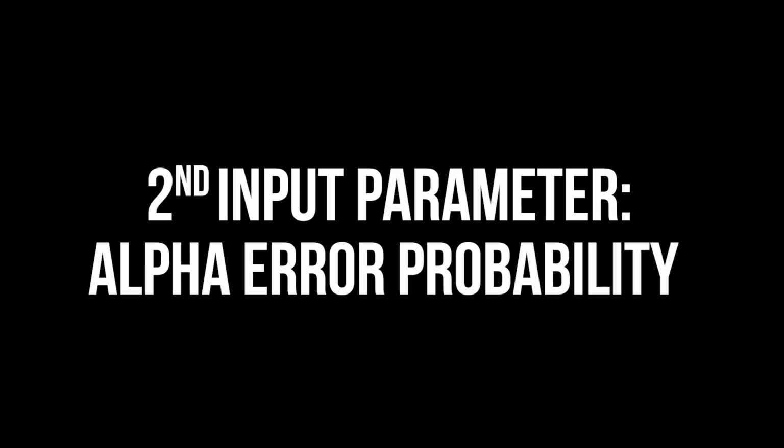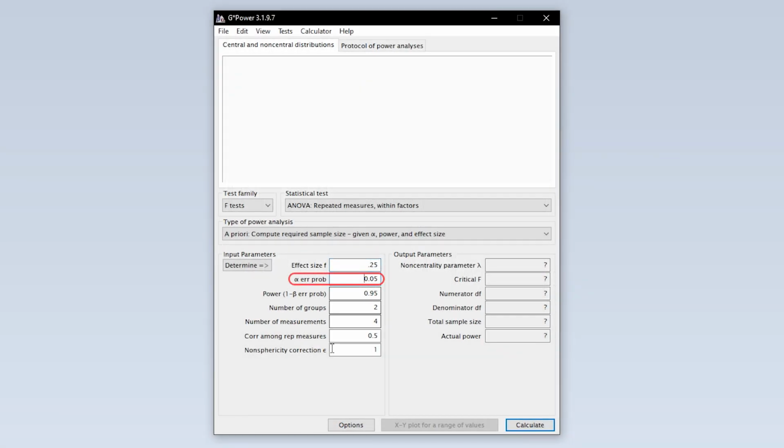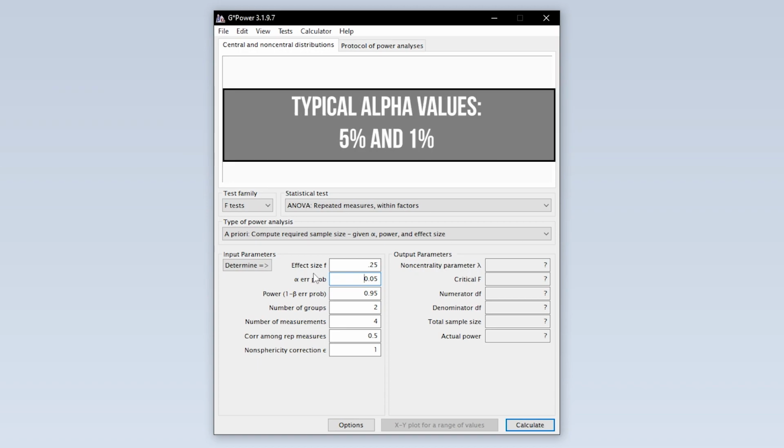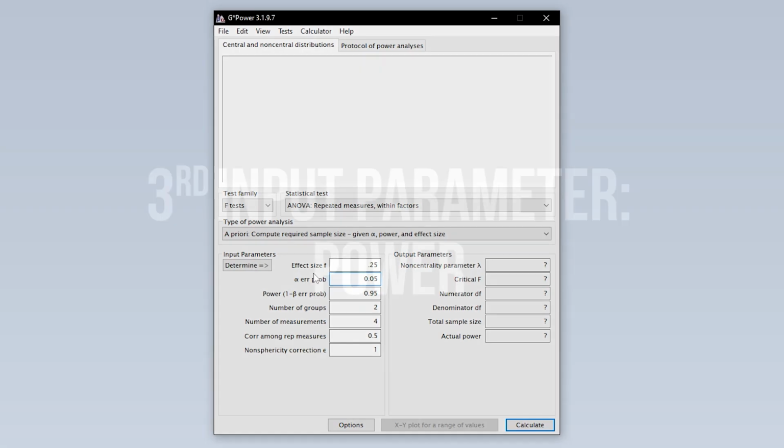The second input parameter is the alpha error probability, which is the probability of committing a type 1 error. In short, this is the probability of wrongly rejecting the null hypothesis. 5% is the typical convention, 1% is a bit more restrictive. A value above 5% should be avoided though.